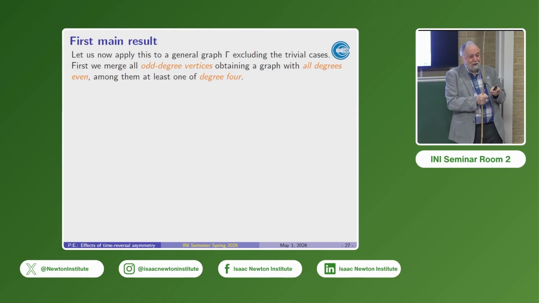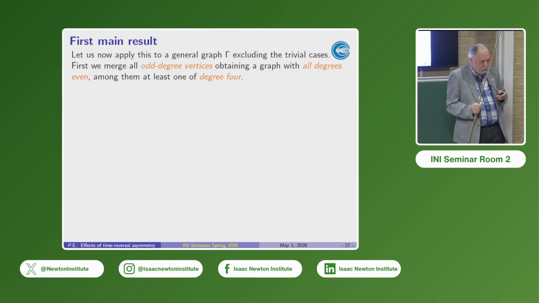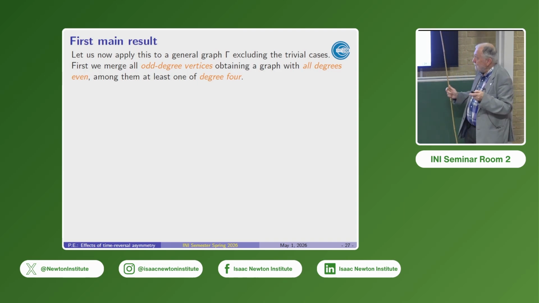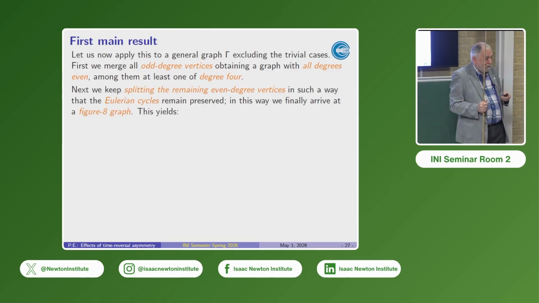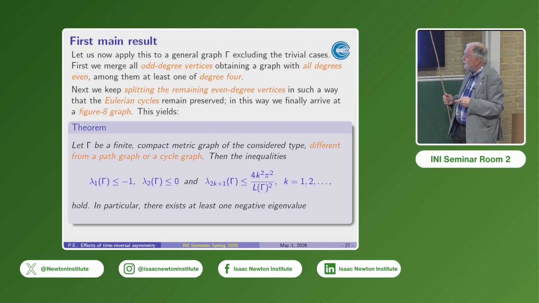And then I will proceed in the opposite way. I start splitting these vertices. But how will I do that? I will do that not to spoil any Eulerian path. That is, I always split an even degree vertex into a pair of even degree vertices, never two odd. And I use the inequalities I have, and I proceed until finally I arrive at the figure 8. And the figure 8, I know what the spectrum of the figure 8 is. So here is the result.